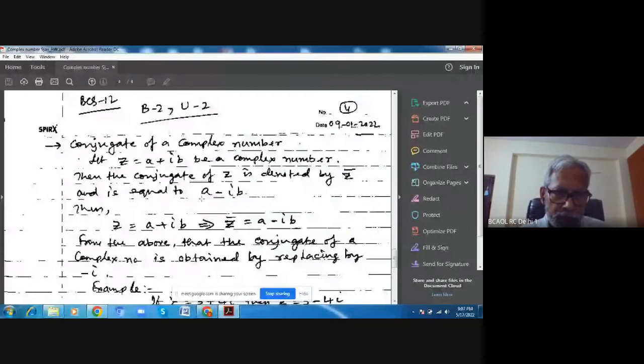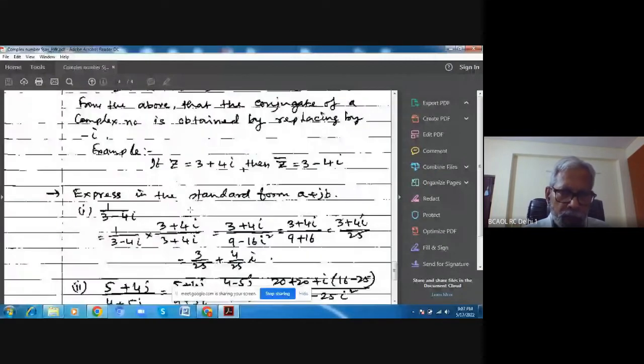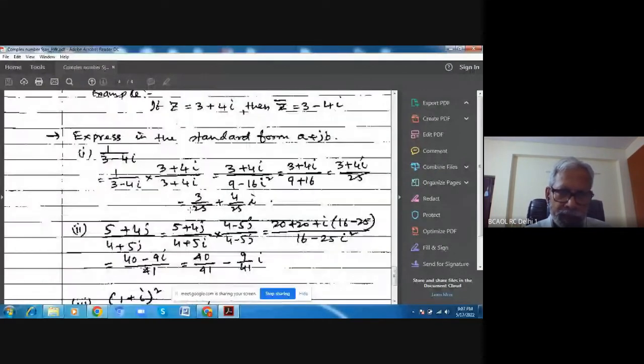That conjugate is nothing. If your complex number is a plus iota b, then conjugate will be a minus iota b. Only the sign has changed. Other things remain the same. Okay? And you can see how to express the standard form, that is 1 by 3 minus 4i. So you take the conjugate, a plus, and multiply on the top and bottom both, and after that you can get it. Okay? So this is the way you can do it with complex numbers.